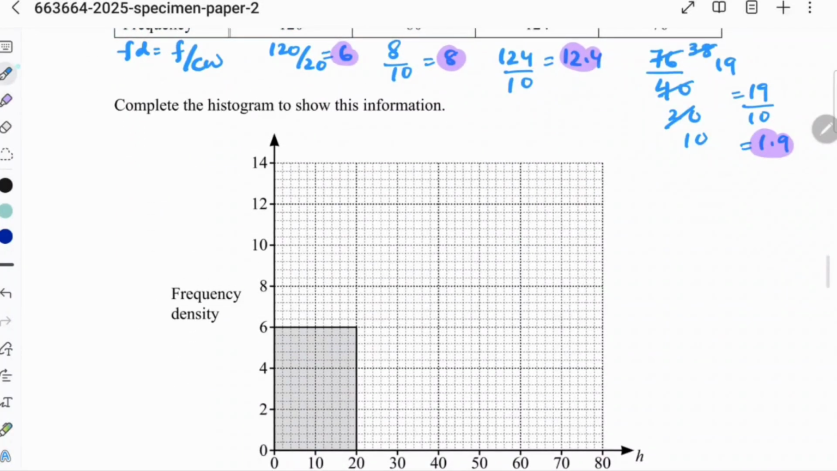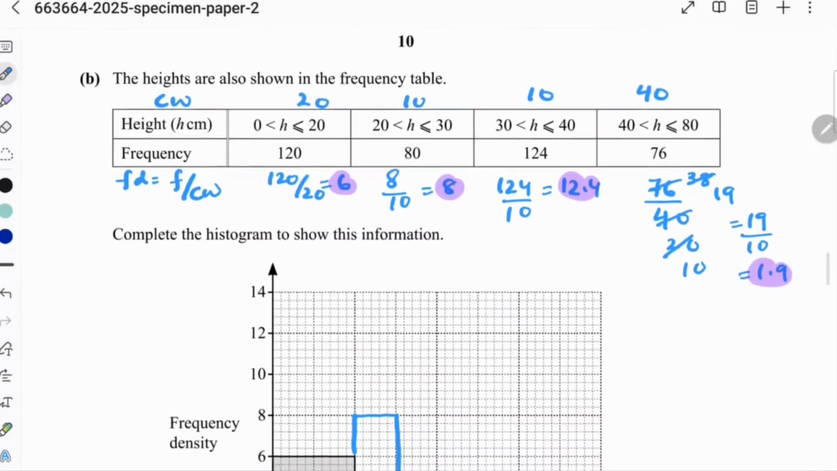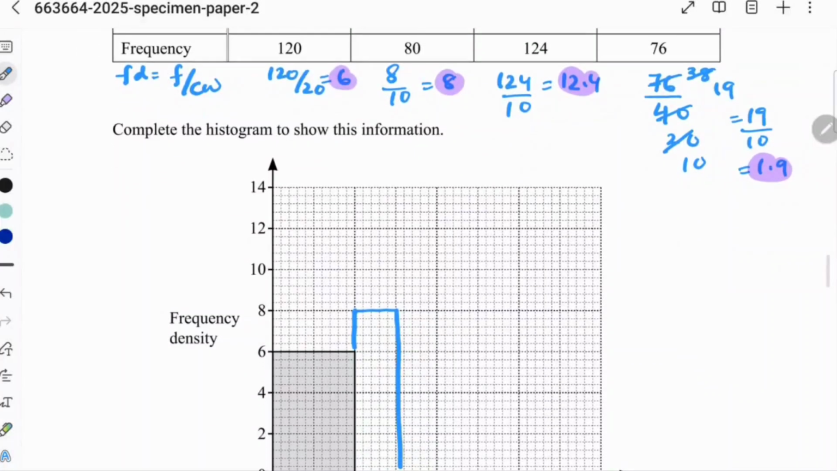So we'll have to complete the histogram. In this histogram, 0 to 20 is 6, 20 to 30 is reaching 8, then 30 to 40 is reaching 12.4.